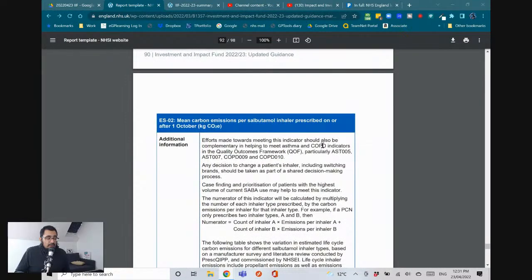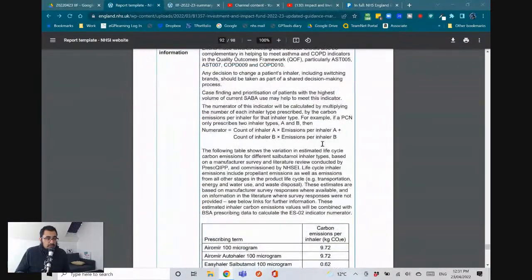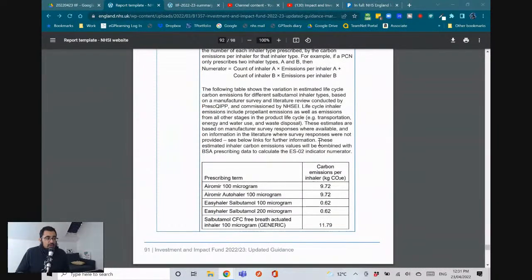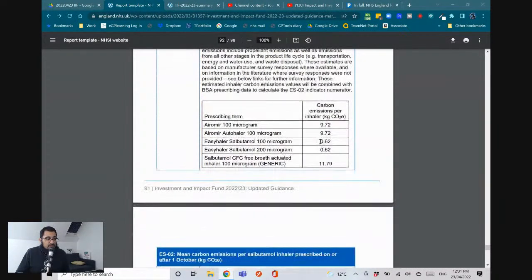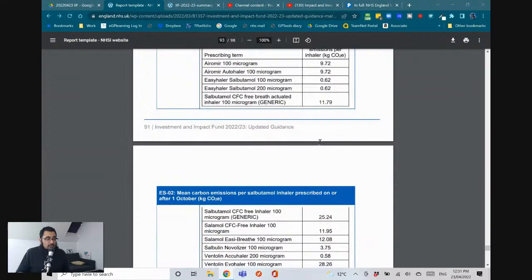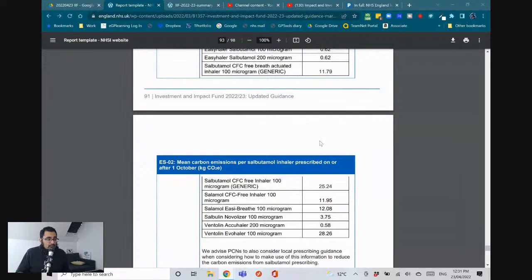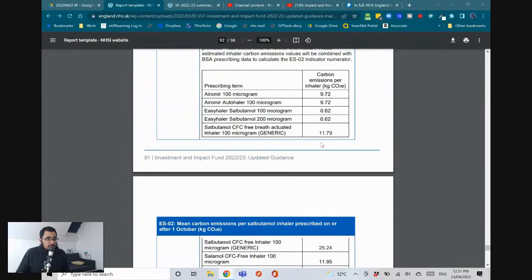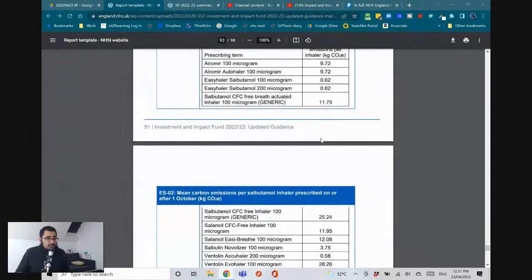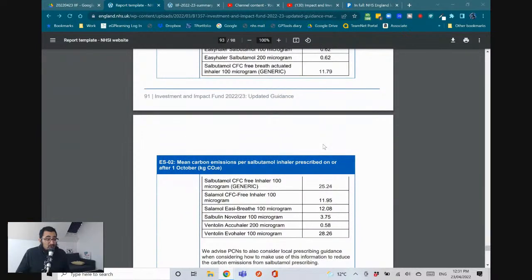And it's about switching the types of inhalers and number of inhalers that you're prescribing across your footprint. It does give you the amount of carbon dioxide in particular inhalers, so less in certain ones. So looking at this, your Ventolin Accuhaler inhaler is 0.58 grams per inhaler compared to your salbutamol CFC breath actuated one, which is 11.97, and your generic salbutamol CFC inhaler is 25.24 grams. Geez, they are significantly more. Similar to the Ventolin Evohaler with 100 microgram one, which is 28 grams.